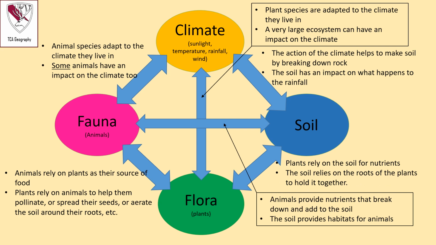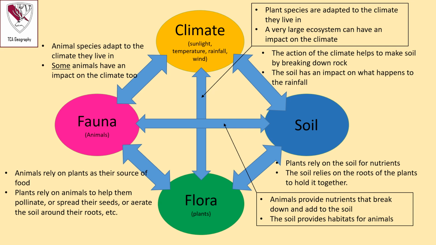There's also these interconnections, so between climate and plants. I think the most obvious example here would be a cactus. A cactus is specially adapted to a hot and very dry climate. Now, a very large ecosystem can have an impact on the climate. When I say very large, I mean like the Amazon rainforest, for instance.